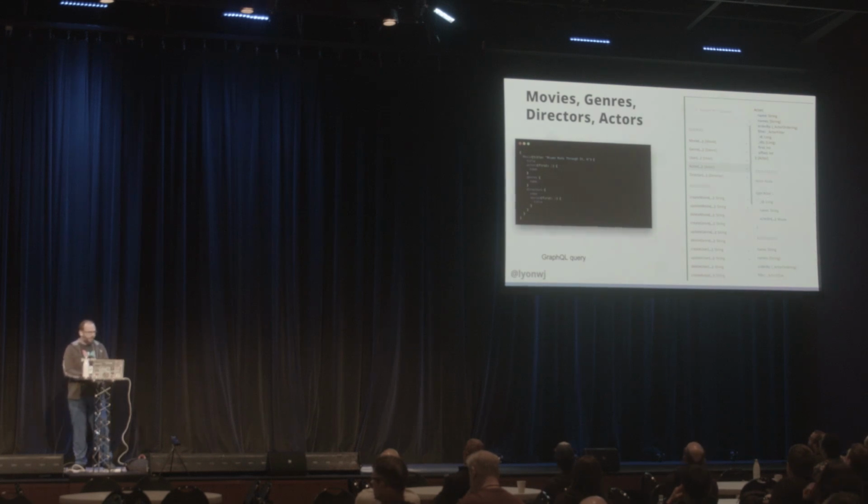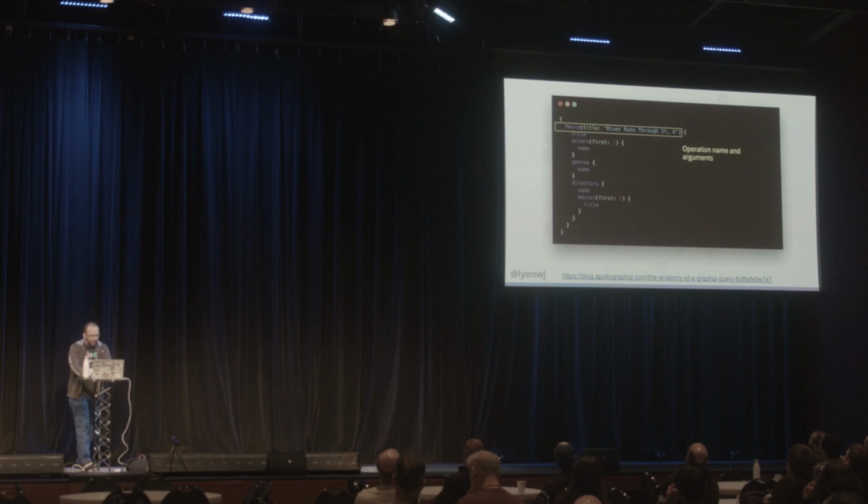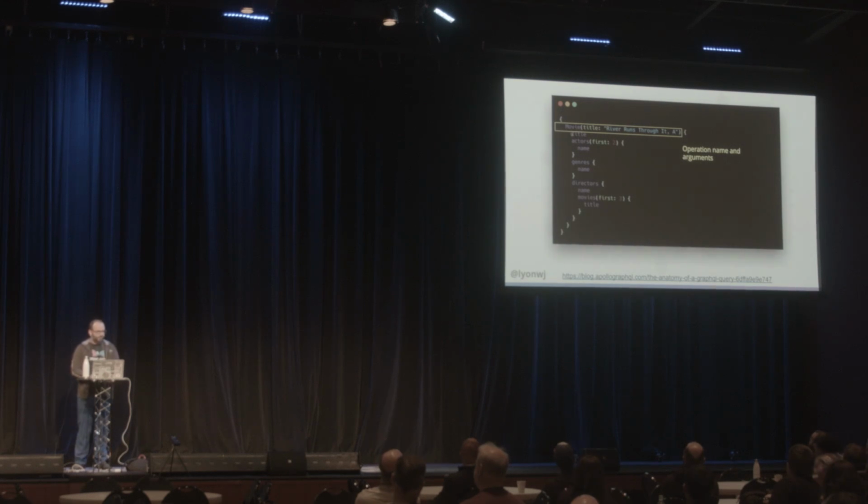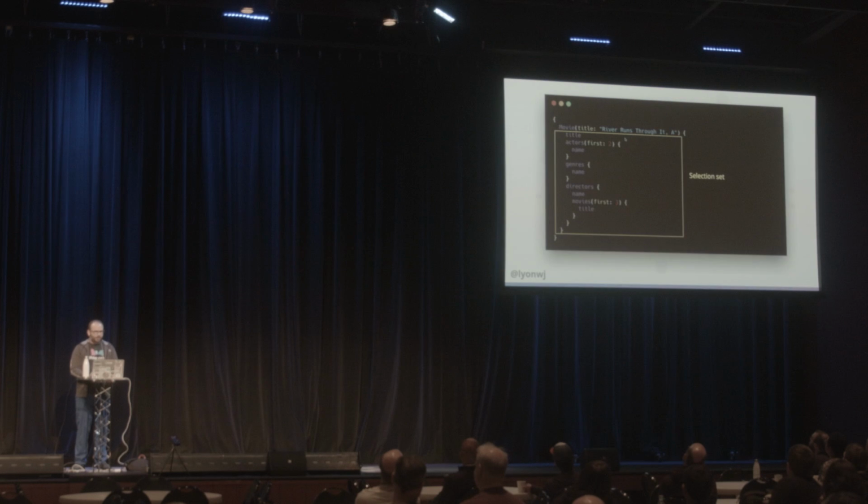Here's an example of a GraphQL query. The components of the query, first of all, we start with an entry point, which maps to one of these fields on the query type. In this case, we're starting at movie, and we're passing in title as an argument. So we're searching for a movie with the title A River Runs Through It. The rest of our GraphQL query is called the selection set. In the selection set, we're specifying the fields that we want to be returned, but also how to traverse through the graph from this movie.